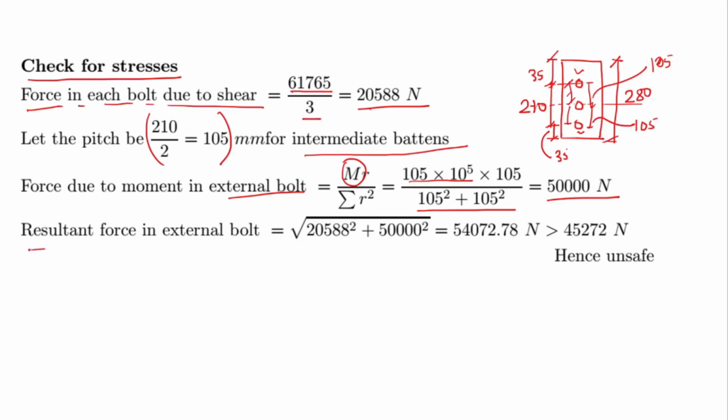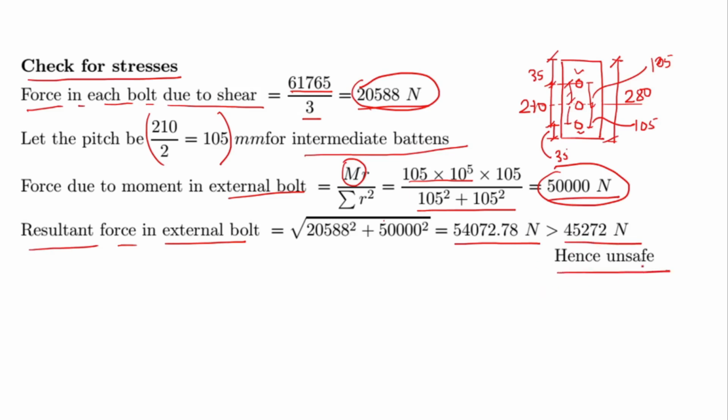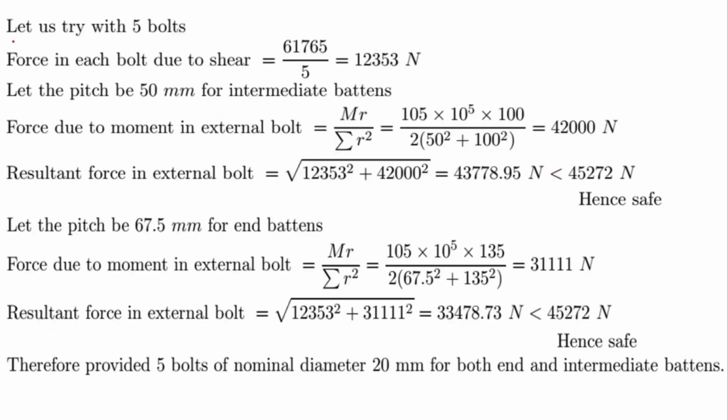Therefore the resultant force in external bolt will be the square root of the square of this value and the square of this one. So the resultant force is calculated as 54,072.78 Newton, which is greater than the bolt value, hence it is unsafe and we have to redesign the connection. Now let us try with 5 bolts.